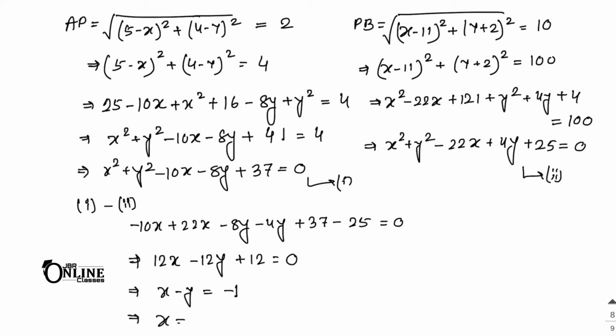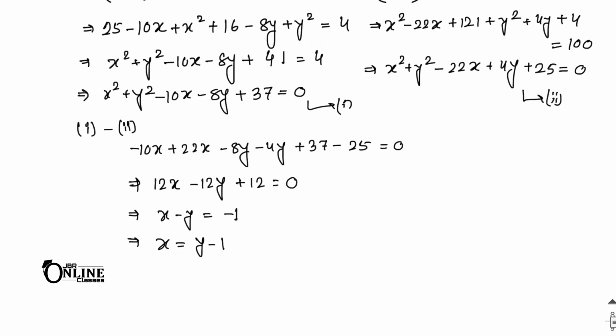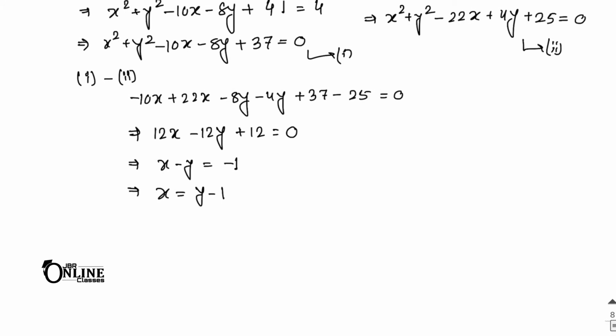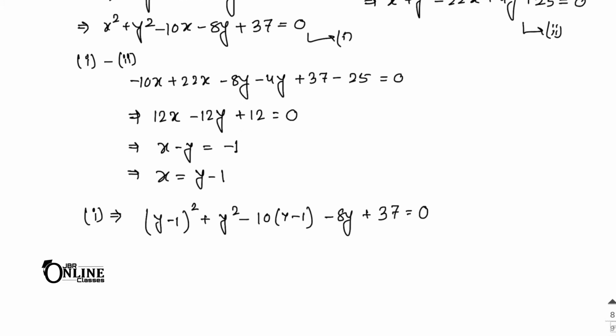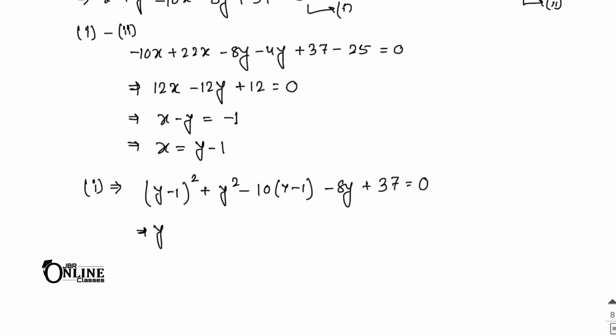So here x equal to y minus 1. So now as here you have x equal to y minus 1, so you can just put down the value of x in equation number 1. So it will be here (y minus 1) whole square, plus y square minus 10 into (y minus 1) minus 8y plus 37, that equal to 0. And here you will get the value of y.